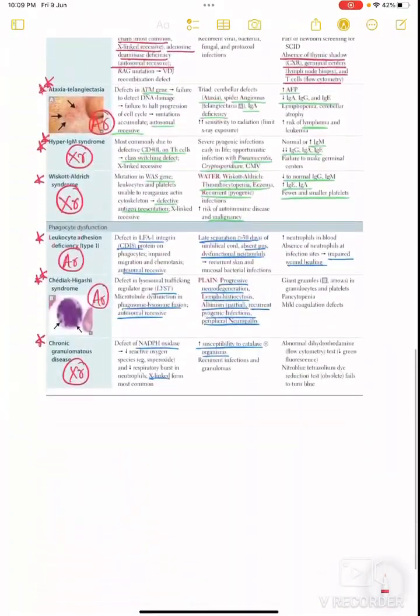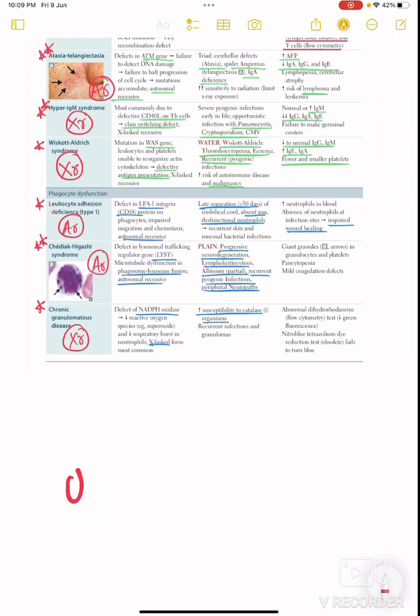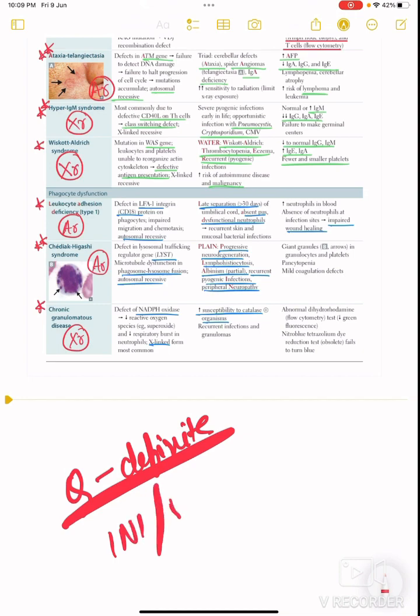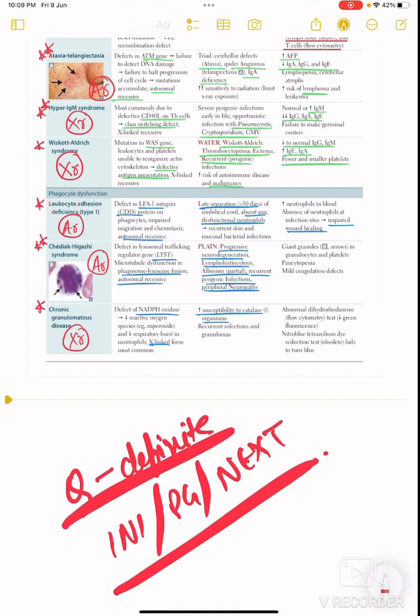So thank you. It was a very big topic, but questions are definite in INI-CET or in NEET-PG or in NEXT. So it is an important topic, and prepare it properly and memorize it more than 5 to 7 times before you go to your exams.